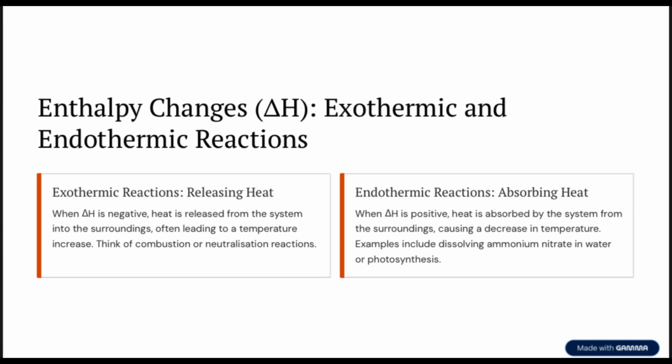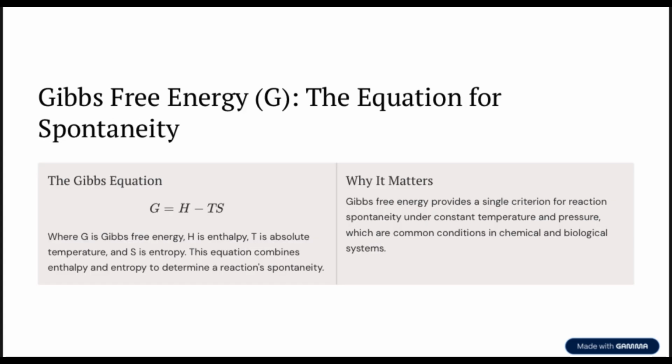Exothermic reactions release heat. When ΔH is negative, heat is released from the system into the surroundings, often leading to a temperature increase. Think of combustion or neutralization. Gibbs free energy, G, the equation for spontaneity. The Gibbs equation is ΔG = ΔH - TΔS, where G is Gibbs free energy, H is enthalpy, T is absolute temperature, and S is entropy. This equation combines enthalpy and entropy to determine a reaction's spontaneity.